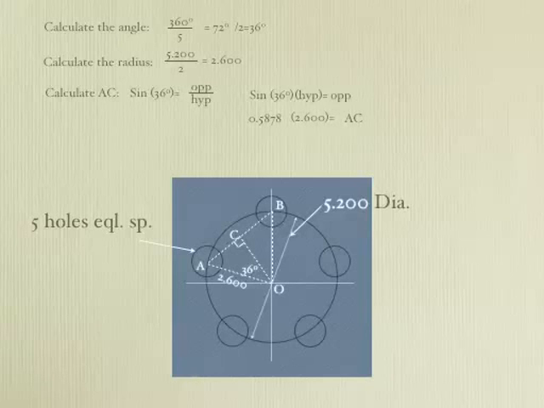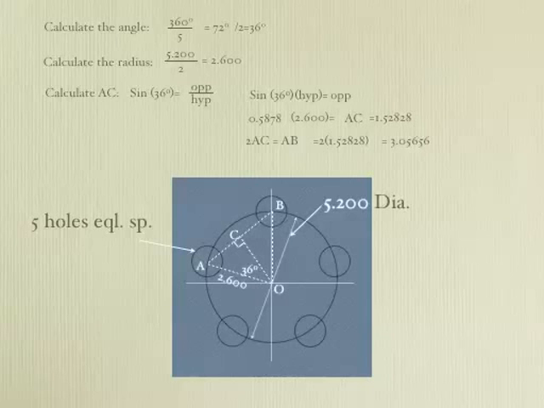So multiplying them together, we get AC, which is 1.52828. That's the distance from A to C, and is half the distance from A to B. So we multiply that by 2, and we find that the distance from A to B is 3.05656. That's the answer to our problem today.